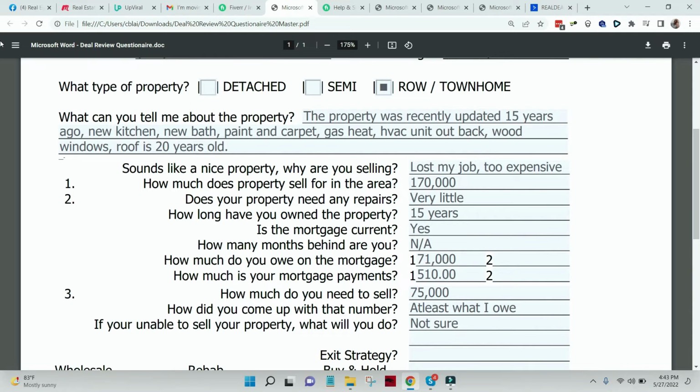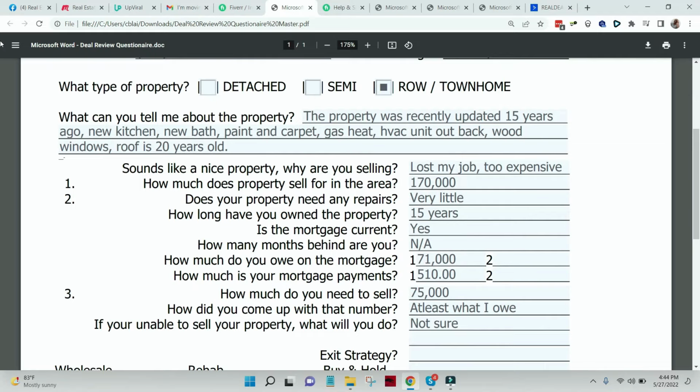Next question, how much do you owe on the mortgage? Remember I talked about the numbers that count? There are about 5 numbers that you need to get, and this is one of the main numbers. How much do you owe on the mortgage? Well, the reason why I'm asking that question is because I want to determine how I'm going to take over this property. What's the mortgage balance? Is there equity in the property? Could I do a subject to? Could I do a short sale? And so on and so on.